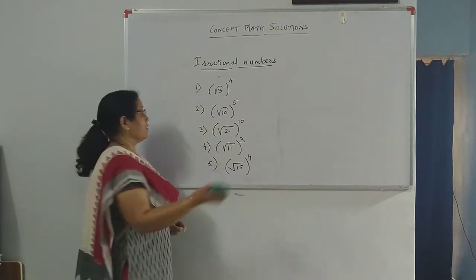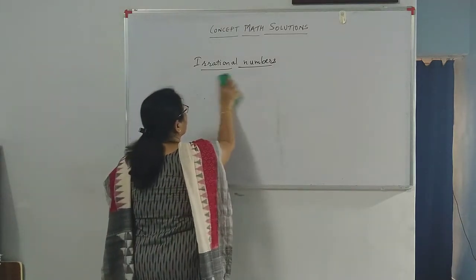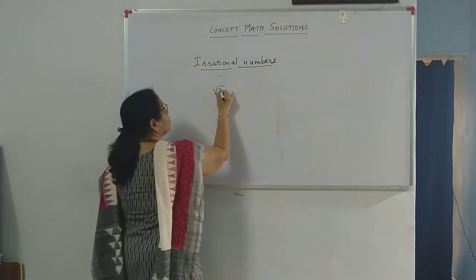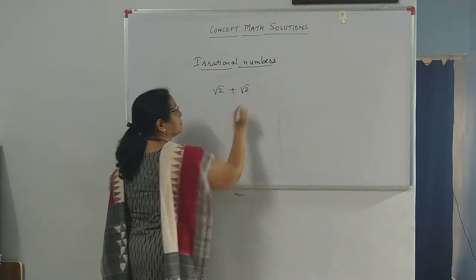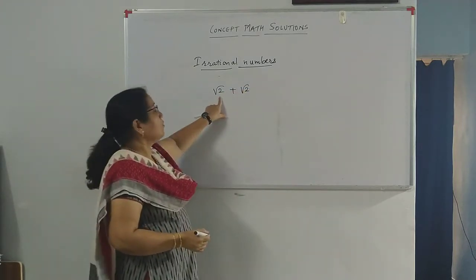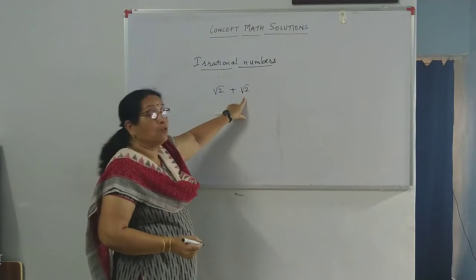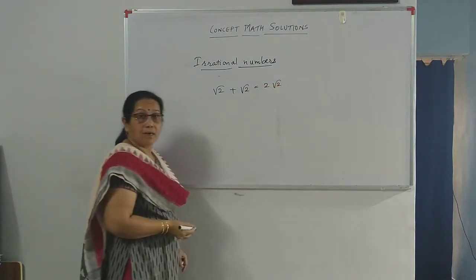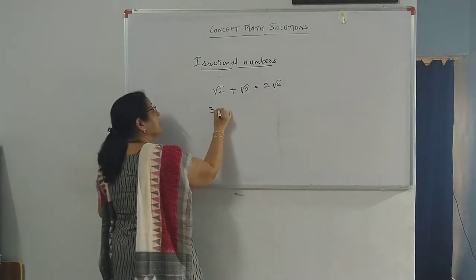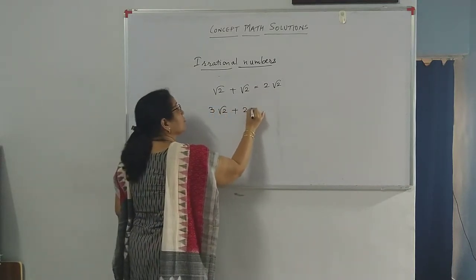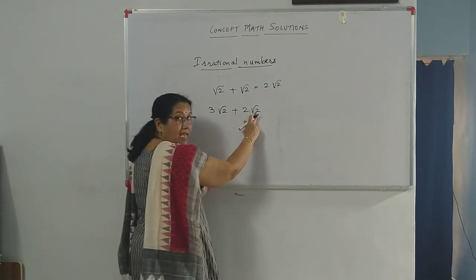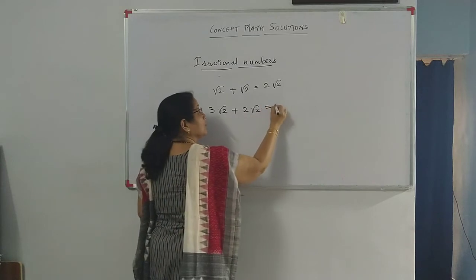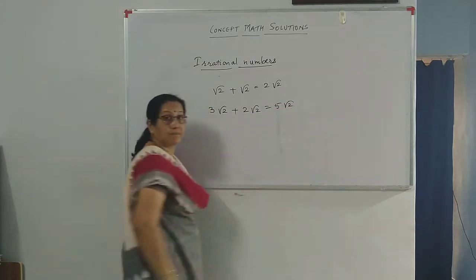Let's do one more kind of simplification with irrational numbers. Suppose I have to add root 2 plus root 2. Now, root 2 one time plus root 2 one time, that is 2 times root 2. If I have 3 root 2 plus 2 root 2, root 2 is the same. 3 times root 2 plus 2 times root 2 gives you 5 times root 2.